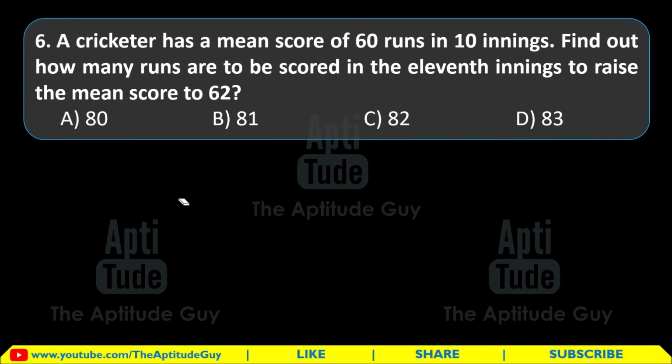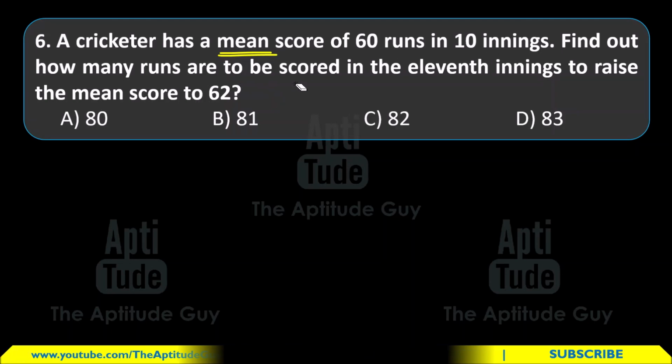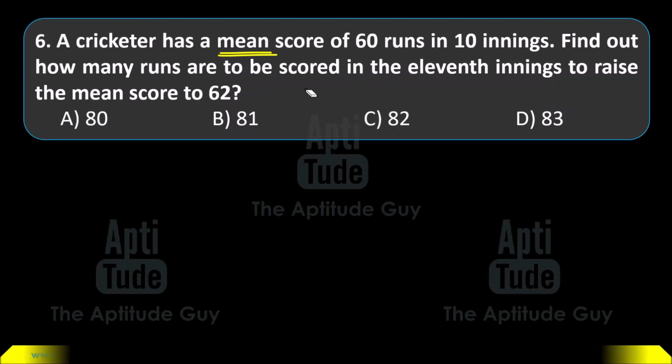Okay, let's do it now. A cricketer has a mean score, mean in the sense average score of 60 runs in 10 innings. Find out how many runs are to be scored in the 11th innings to raise the mean score to 62. This is the same as one person getting added. Here what is getting added? One new innings, the 11th innings is getting added. That's it, it's the same thing.